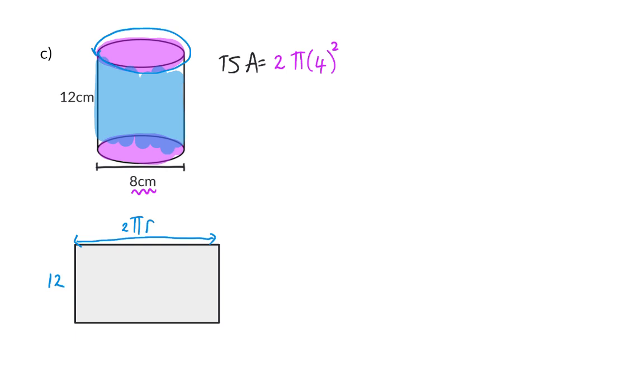So to calculate the area of the rectangle, I'm going to start calculating the circumference of the circle, 2 times pi times radius, and then multiplying that with the length, which is 12. So the total surface area, rounded to 2 decimals, will then be 402,12 centimeters squared.